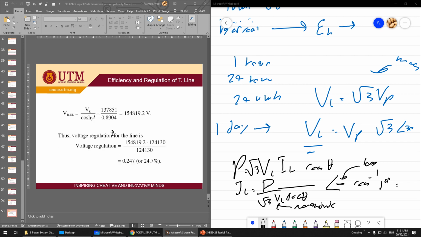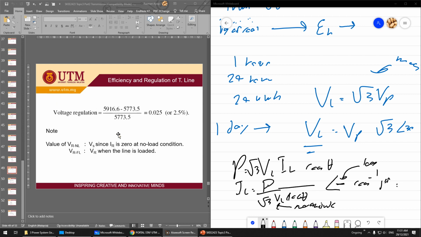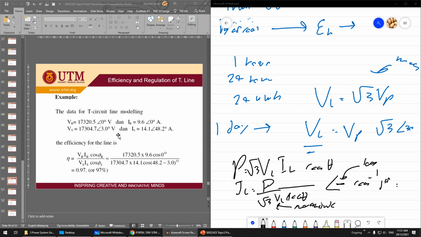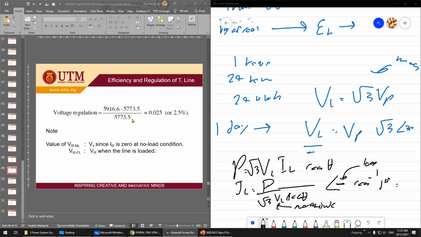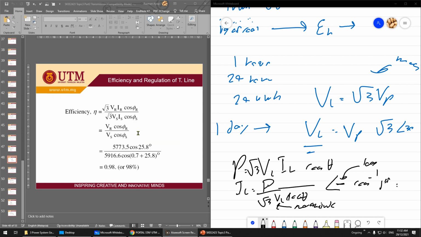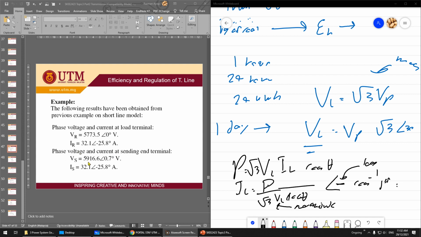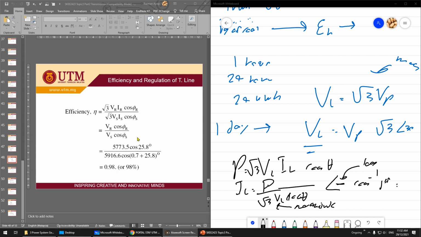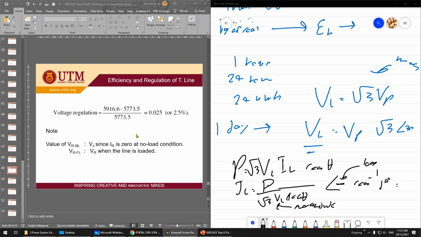Don't forget the formula for voltage regulation. Where is it? Okay, so maybe this one. Wait. Find the voltage regulation for short line. I think this one. Okay, there. So you already calculate the voltage and the current. Just make sure you take only the magnitude. So just insert the value here, and you get the voltage regulation.